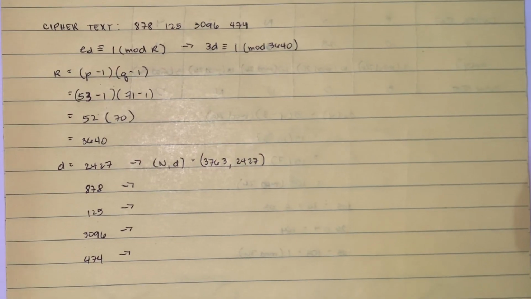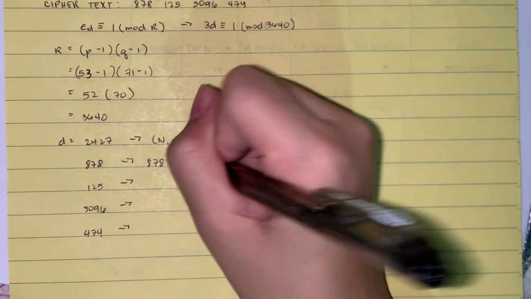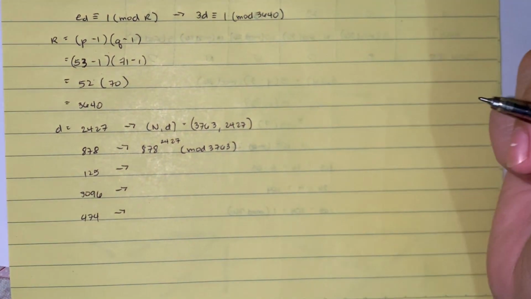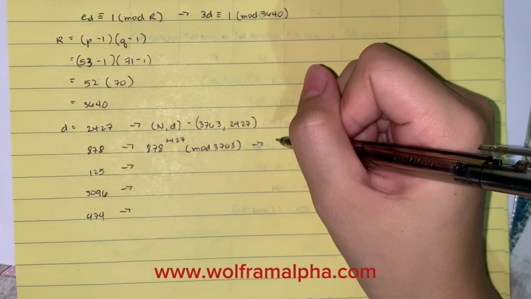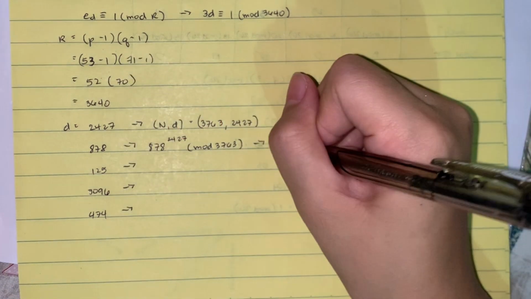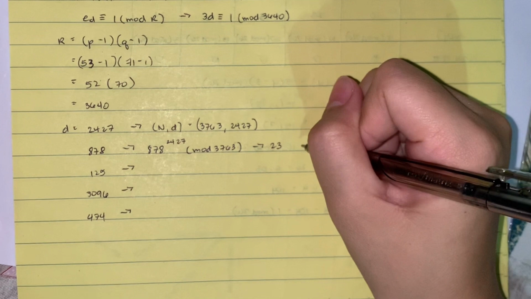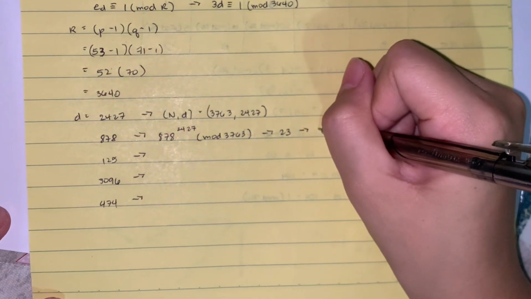We can now decrypt the message starting with 878, which will be raised to 2,427 modulo 3,763. So again, by using www.wolframalpha.com, we will input this and we should then get 23. After that, we substitute 23 with its corresponding letter, which would be W.